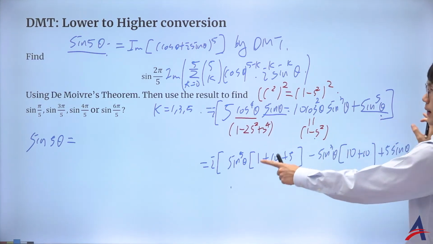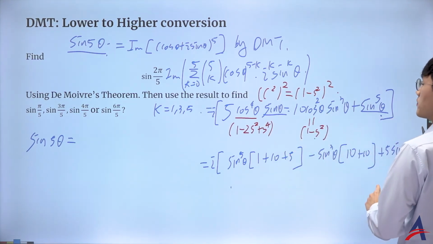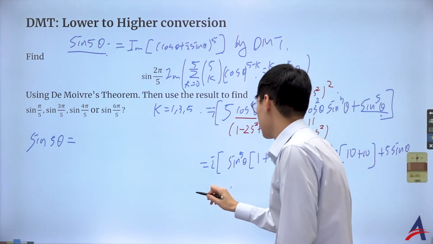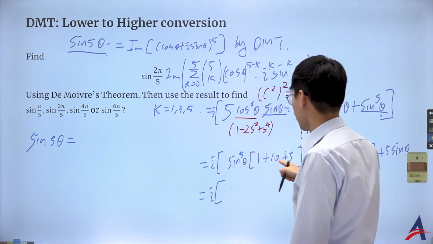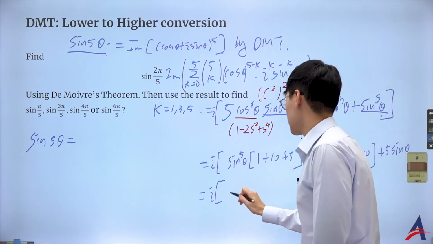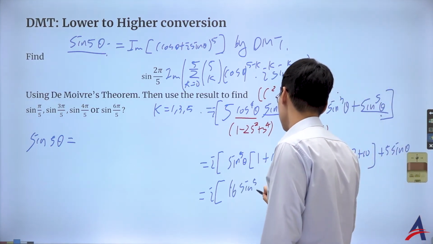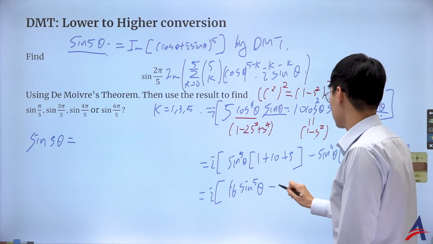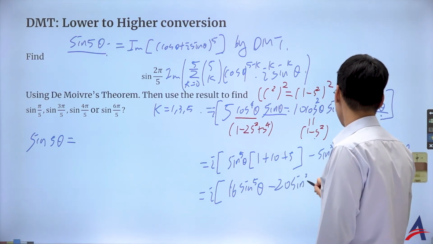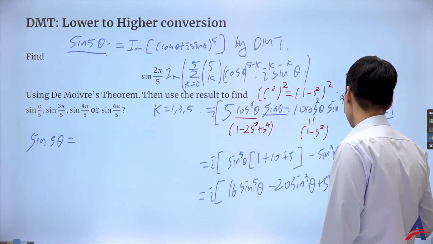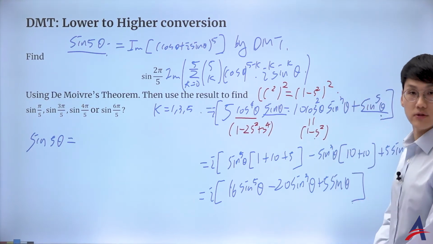So I expanded it and put them in like terms, right? So here it's going to be 16 sine 5 theta, minus 20 sine cubed theta, plus 5 sine theta is what I've got. That's great.